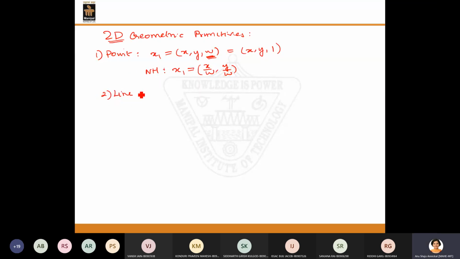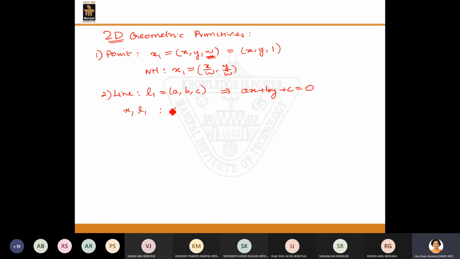Next, for the line, let's say you're taking a line L1, I write it as a, b, c. The equation that it satisfies is ax plus by plus c is equal to 0. And we saw that, let's say you have a point x and want to check whether this point x lies on a line L1, all we need to do is see if it satisfies the equation.